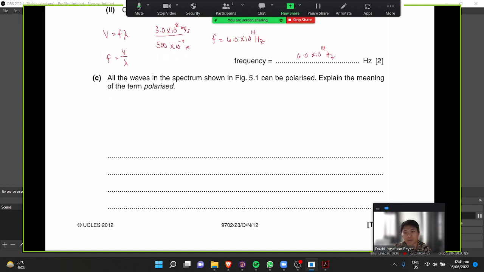Movement of the electric field, and the other one is movement of your magnetic field. So imagine it like this. One is moving like this, and the other one is moving like this. If you're going to try to polarize it, you either only allow this one or you allow this one, one at a time. And as they propagate, they are going to be moving in one direction only. All right, that's what polarization or polarize means.